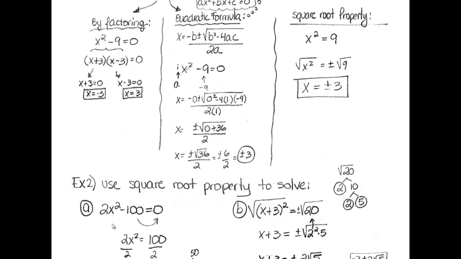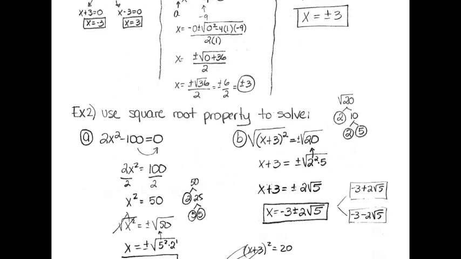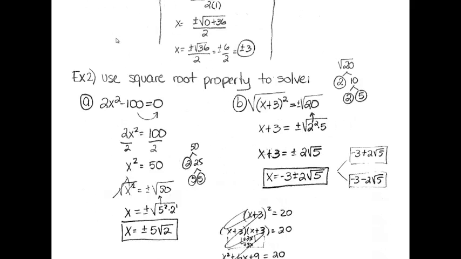I have example number 2, where we're going to use the square root property to solve the following equations. Here I have 2x squared minus 100 equals 0. First thing I need to do is get the x squared alone. So I move the 100 to the other side, and I divide both sides of the equation by 2. That way I get x squared equals 50. And once the x squared is by itself, I take the square root of both sides. And on this side, remember to put positive and negative.